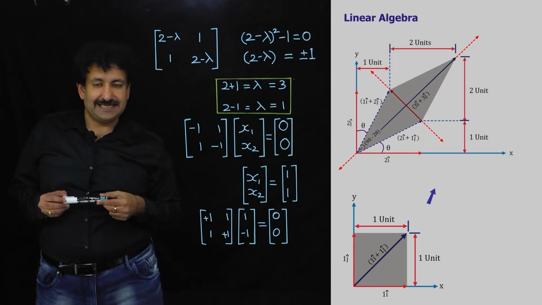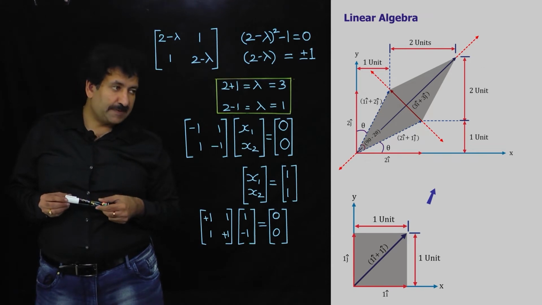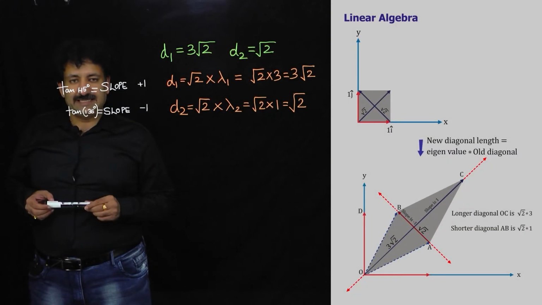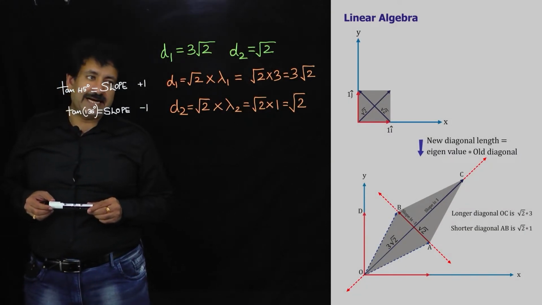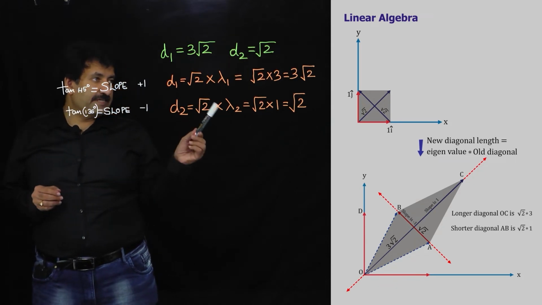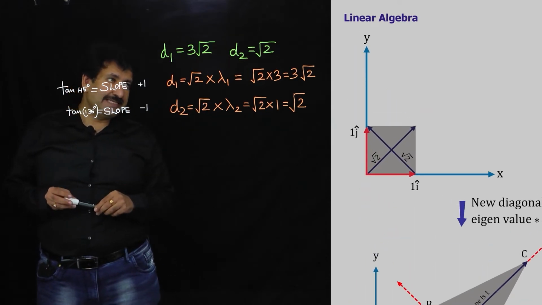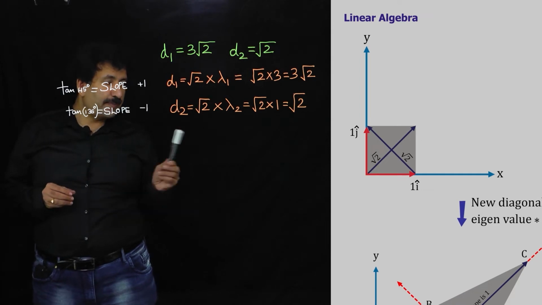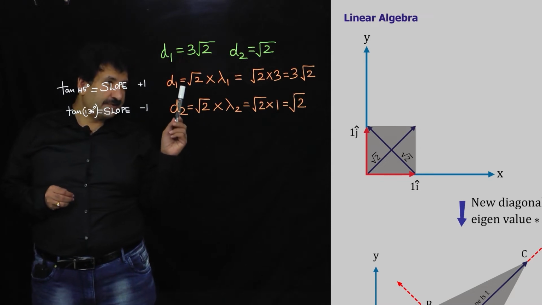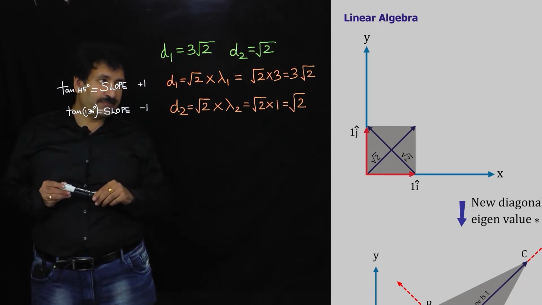Now let's try and interpret them with respect to the geometry of transformation. Now let's try and interpret the eigenvalues and eigenvectors geometrically. Please observe figure number 1. I am talking about both magnitude and direction of the diagonals of the square space to begin with.